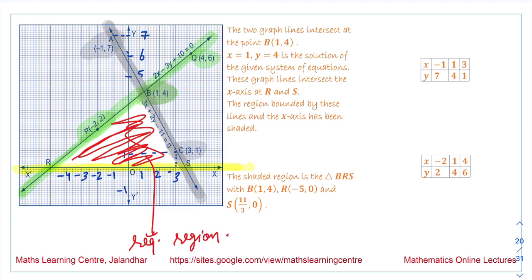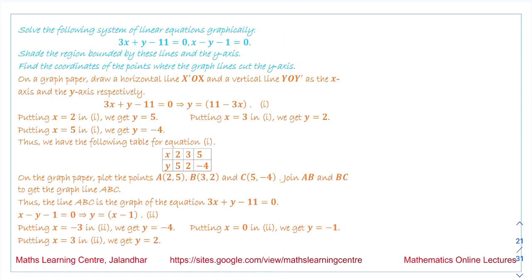Now next, these two equations are given to us. One equation is 3x plus y minus 11 is equal to 0 and the second equation is x minus y minus 1 is equal to 0. These are the two equations that are given to us. We have to shade the region bounded by these lines and the y-axis. Next, we have to find the coordinates of the points where the graph lines cut the y-axis.